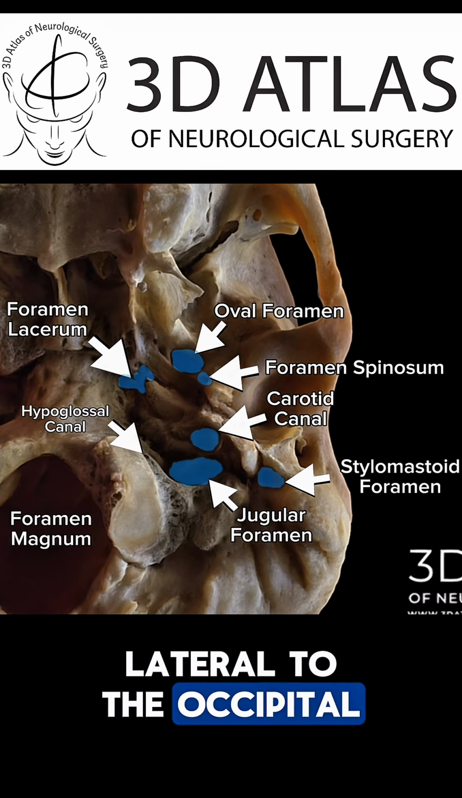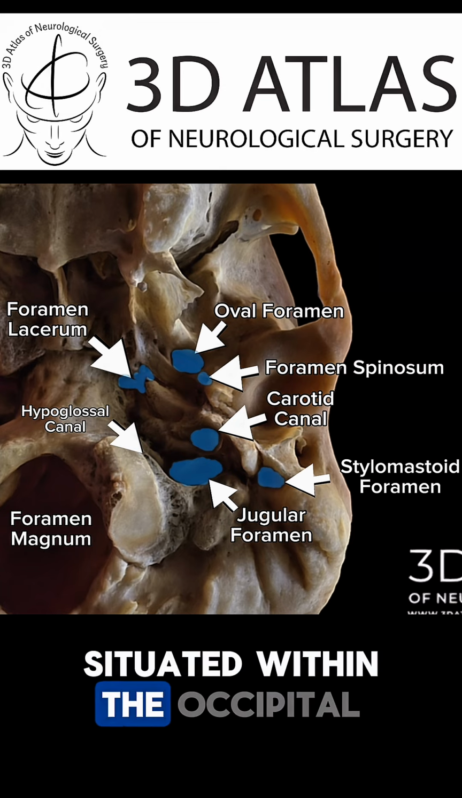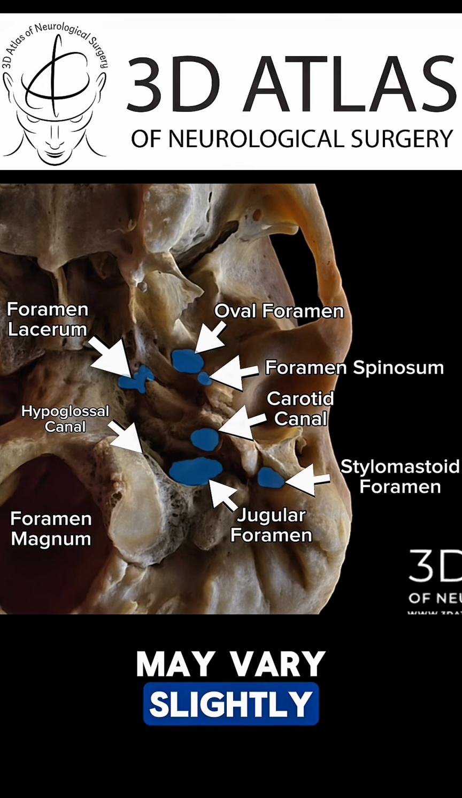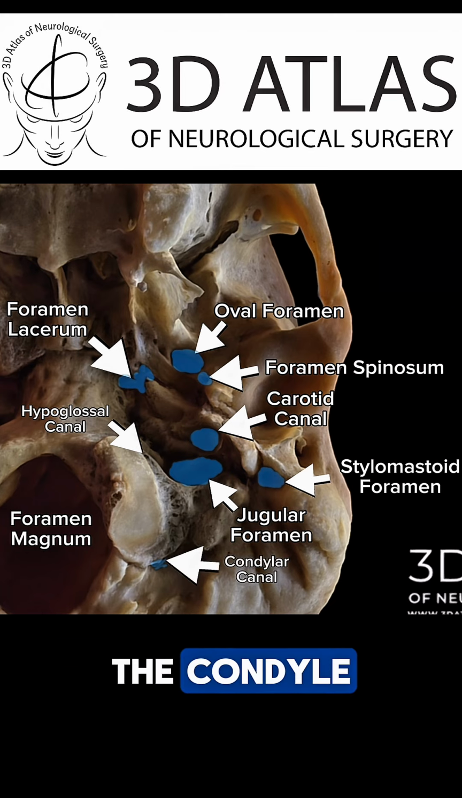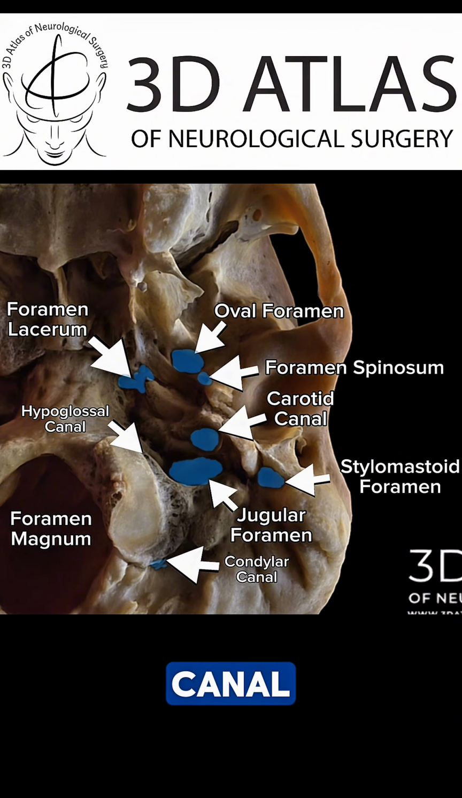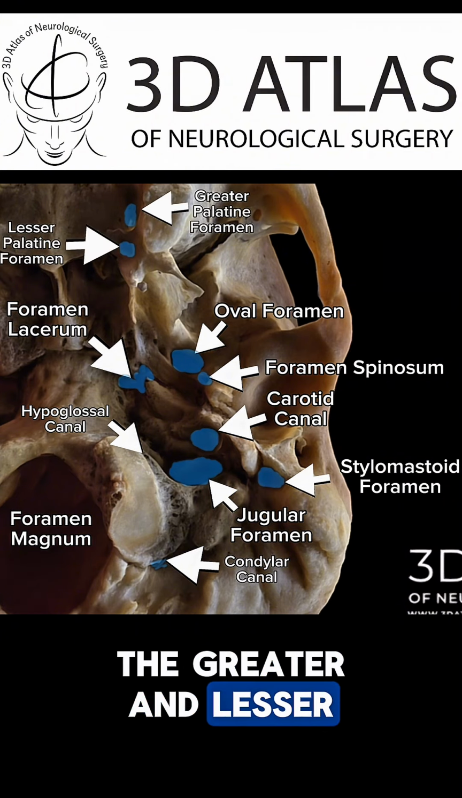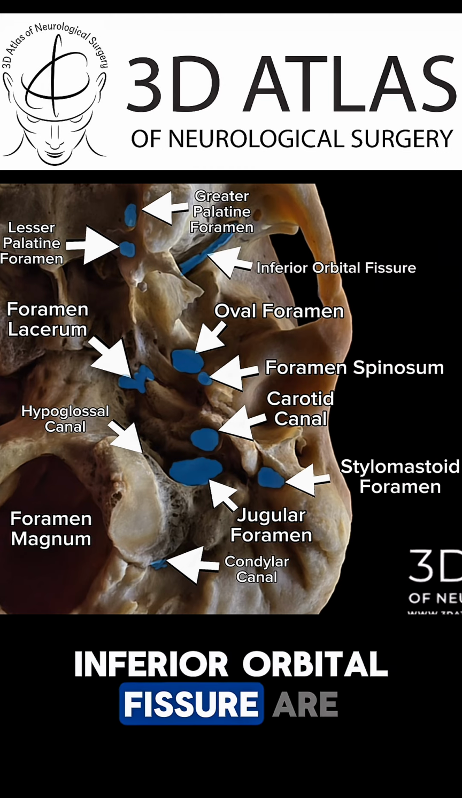Lateral to the occipital condyles lie the hypoglossal canals, situated within the occipital bone, though their exact orientation may vary slightly depending on skull position. Further posterior, right behind the condyle, is situated the condylar canal. In this view, at the most anterior part, the greater and lesser palatine foramen, as well as the inferior orbital fissure, are visible.